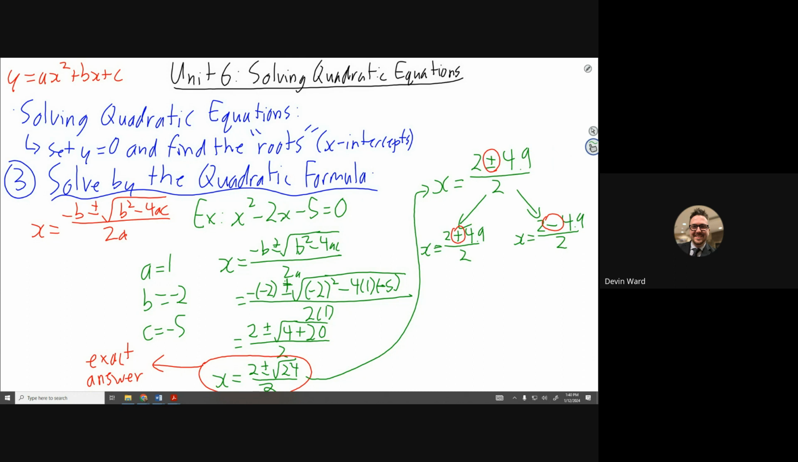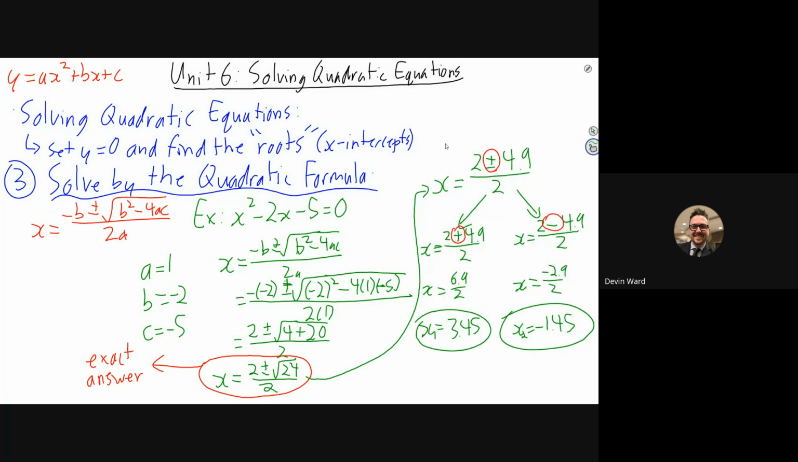Unless it's 0, in which case we only have 1. So x equals 6.9 all over 2, and x equals negative 2.9 all over 2. So x1 equals 3.45, and x2 will be equal to negative 1.45. It doesn't matter which one I call x1 or x2, just as long as I have them both there. So the solutions would be 3.45 and negative 1.45, approximately.